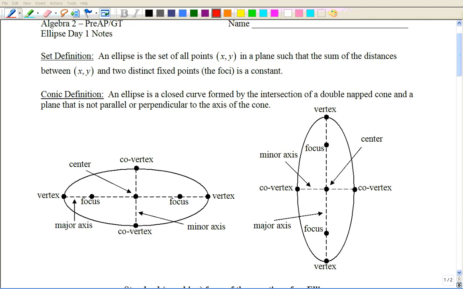Or we have a conic definition, which is an ellipse is a closed curve formed by the intersection of a double napped cone in a plane that is not parallel or perpendicular to the axis of the cone. So you do need to know both of those definitions.